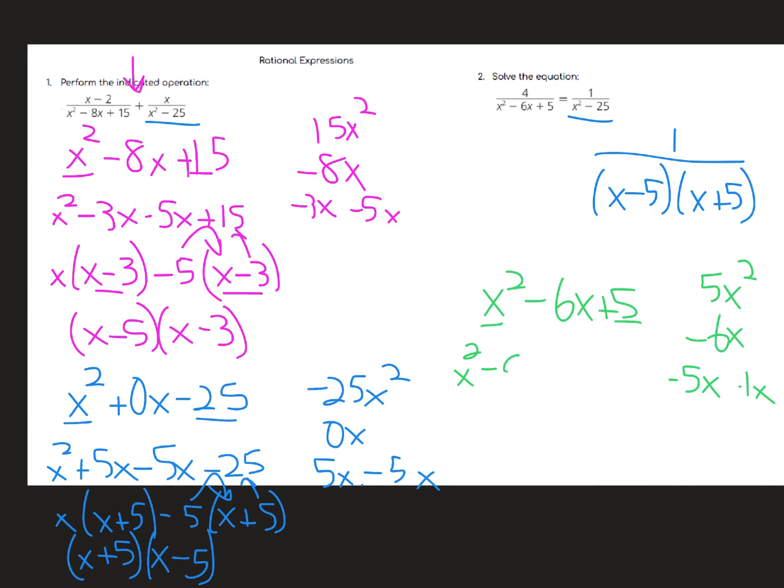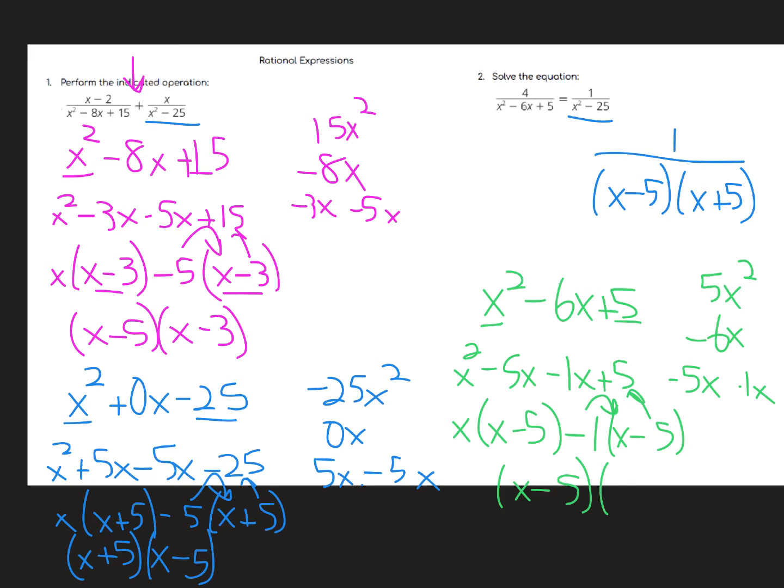So x squared minus 5x minus 1x plus 5. Take out the greatest common factor, you get x minus 5. Let's put an x minus 5. To get from negative 5 to 5, I better multiply by negative 1. Discount double check, it works. Got a woo, woo! I got x minus 5, x minus 1. So that's 4 over x minus 5, x minus 1.